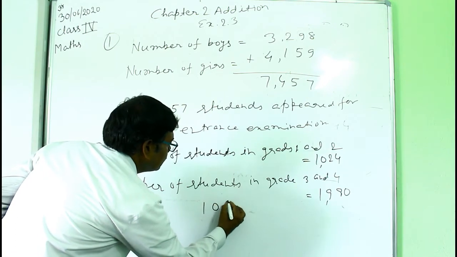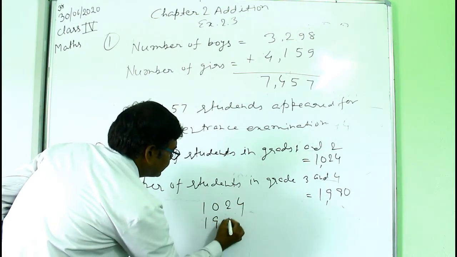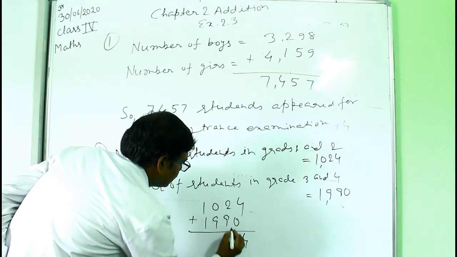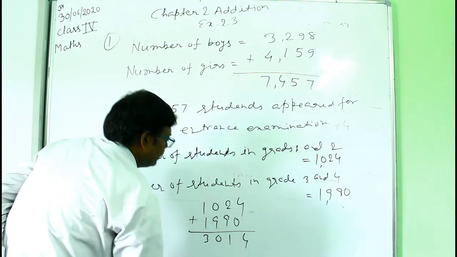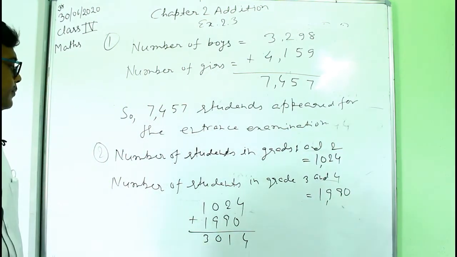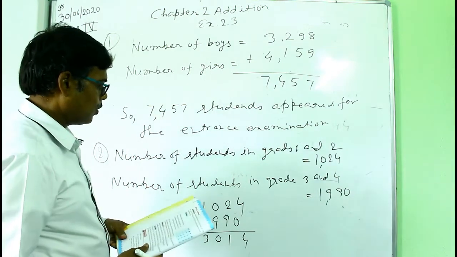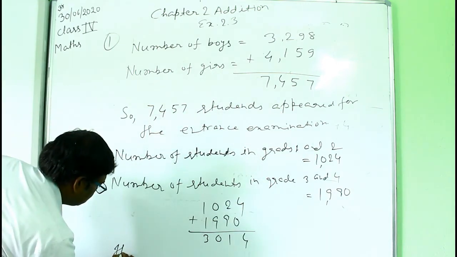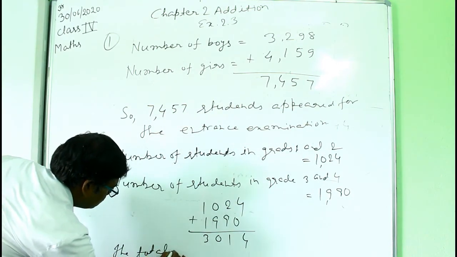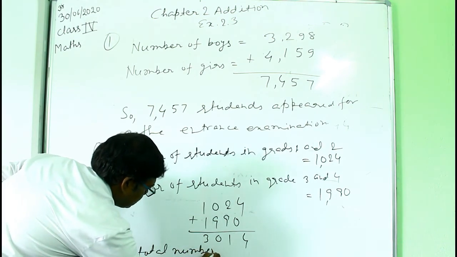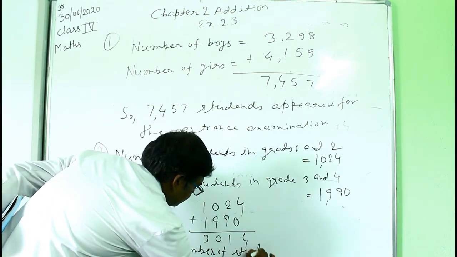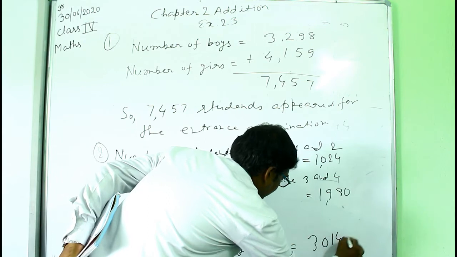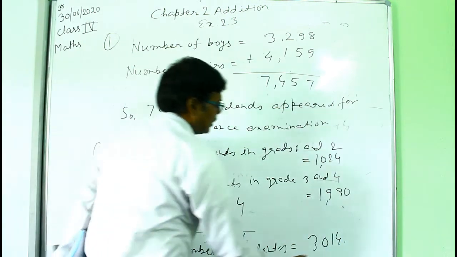Add separately here because there is no place there. So add the numbers here. 4 plus 0 is 4, 9 plus 2 is 11, carry 1, and so on. So now you have the total of 3,014 students here. So you will write the total number of students equal to 3,014. Okay, so that is the answer.